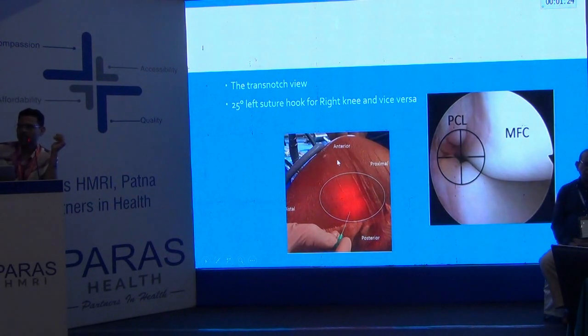The best device which we use is the 25-degree suture hook, the lasso. The left direction we use in the right knee, and the right direction we use in the left knee.